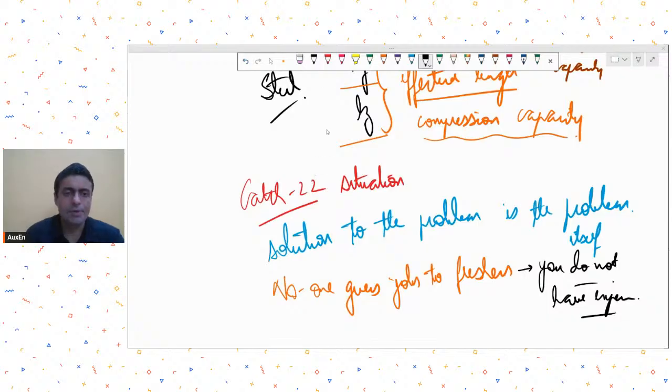But yeah, that is a problem most of you will face, that no one is giving jobs to freshers, and because you don't get a job, you don't get experience, and you will always be counted as a fresher. Yeah, that is a problem.